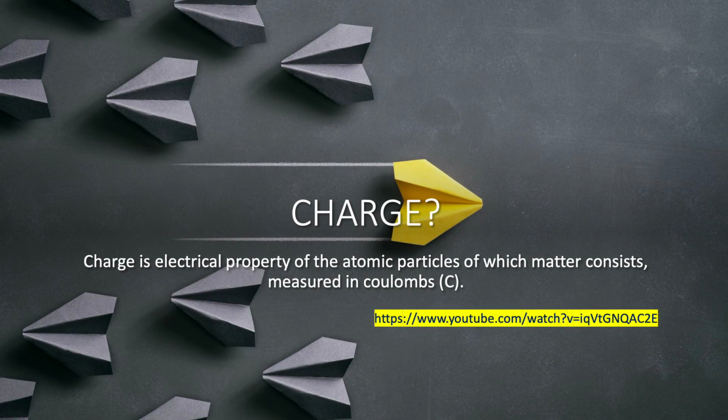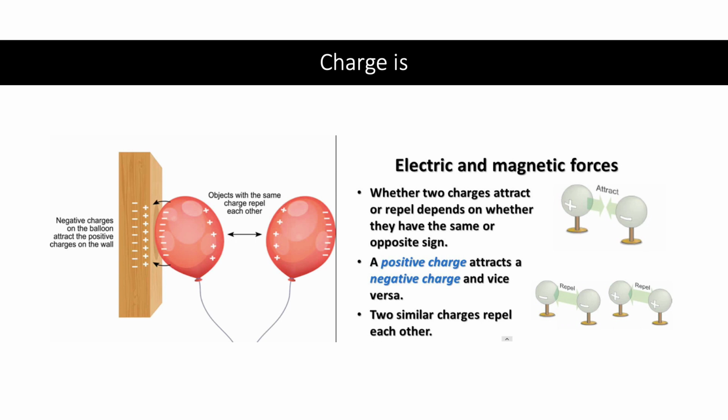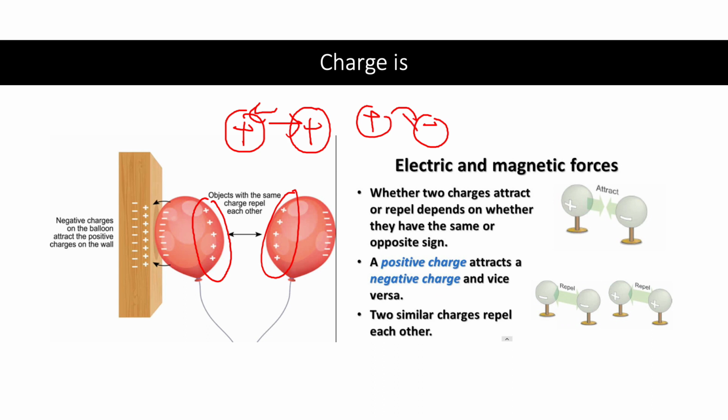Actually, charge is an electrical property of the atomic particles of which matter consists. How do you explain this? When you were small, you liked to play with balloons, right? When you rub two balloons together, it will create a charge. Charge has polarity. Objects with the same charge will repel, but once you have opposite charges, they will attract together. If you see this figure here, a positive charge attracts a negative charge because it is the opposite polarity. But when both are negative polarity, they will repel. So that is the concept.